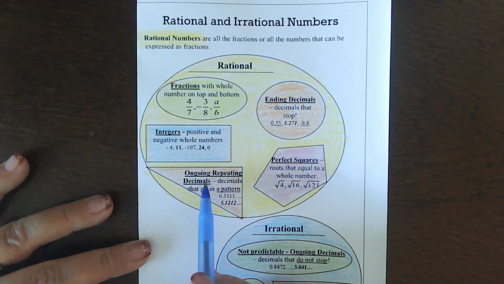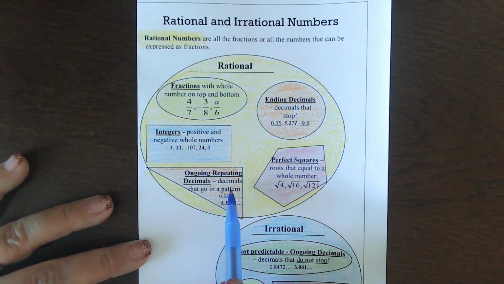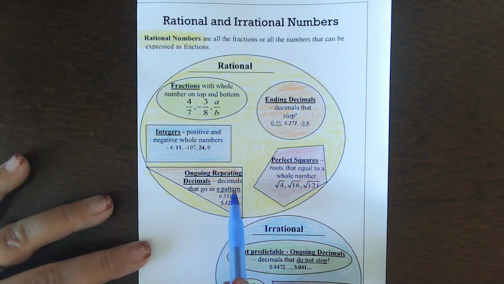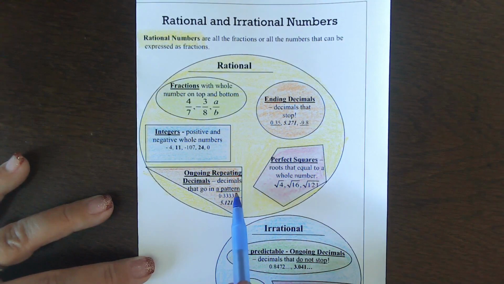What if the decimals don't stop, but they keep going? They are fine. They are rational if they have a pattern. In other words, I can predict what's next. Like 0.33333, so that means it's going to be 333 and again forever. Repeating decimals can be put in a fraction. They are rational.